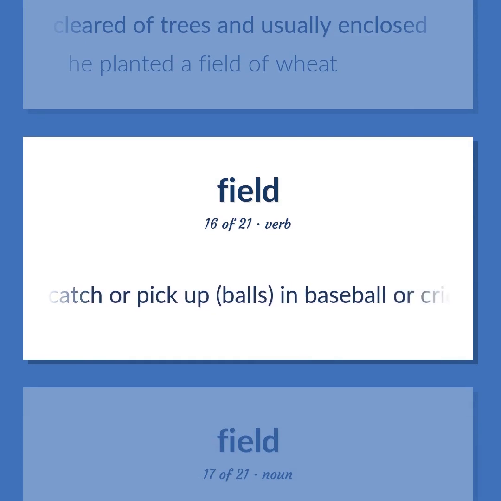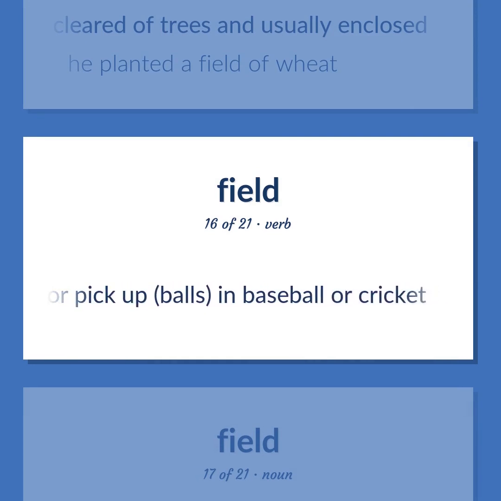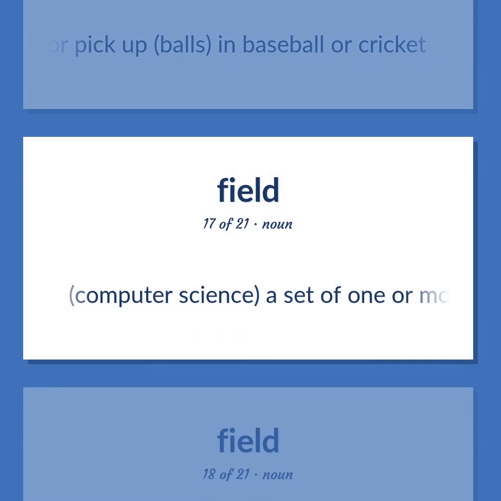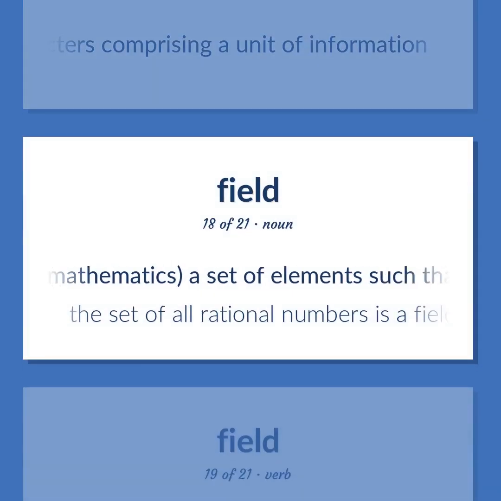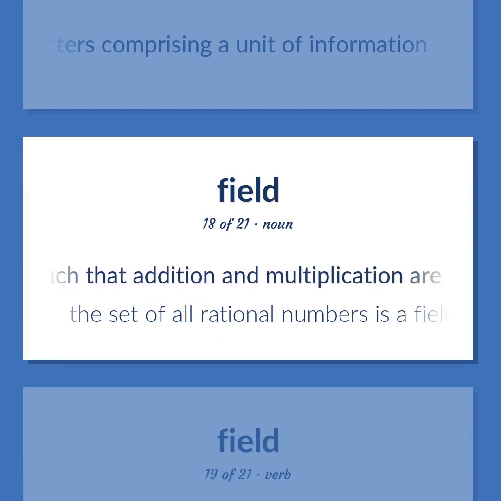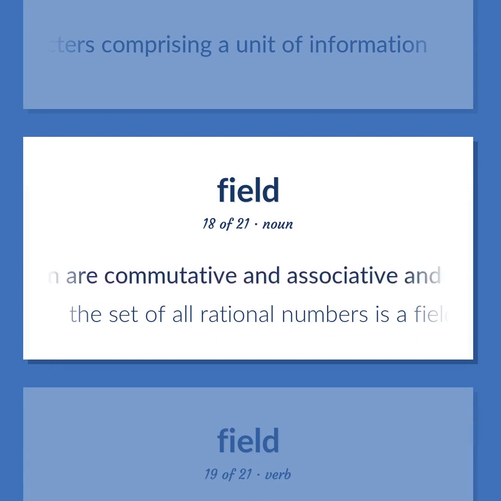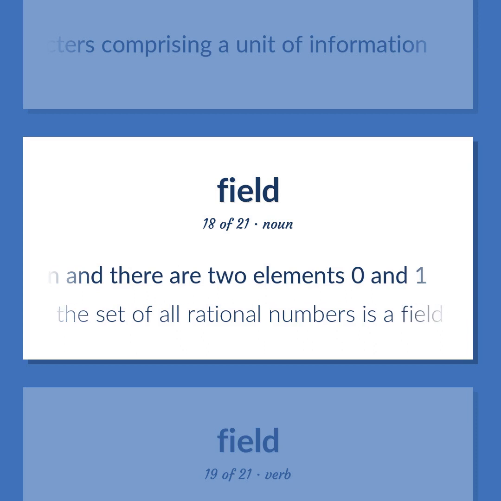Catch or pick up, balls, in baseball or cricket. Computer science. A set of one or more adjacent characters comprising a unit of information. Mathematics. A set of elements such that addition and multiplication are commutative and associative and multiplication is distributive over addition and there are two elements 0 and 1. The set of all rational numbers as a field.